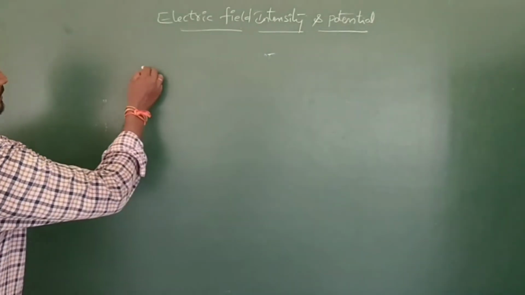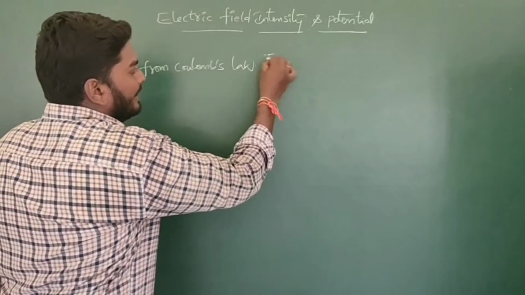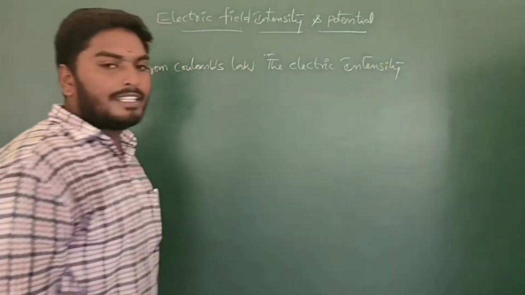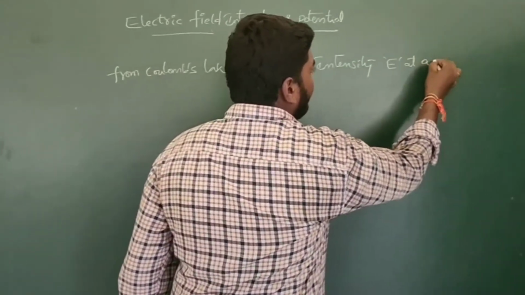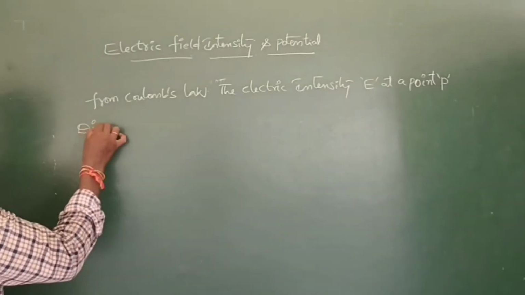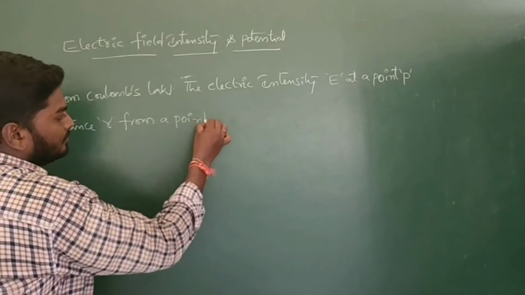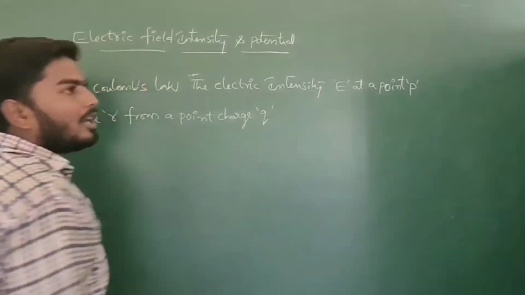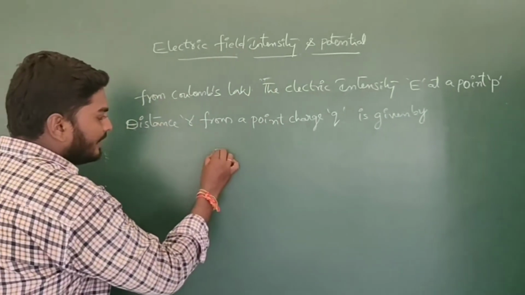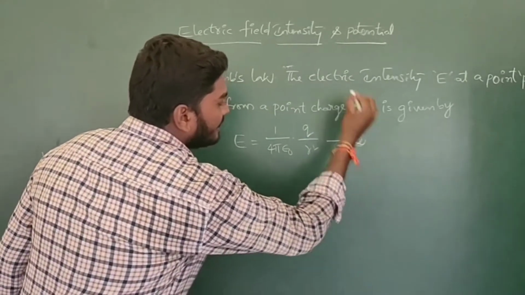Now from Coulomb's law, the electric intensity E at a point P, at distance r from a point charge q, is given by E equal to 1 by 4 pi epsilon naught into q by r square. This is equation number 2.